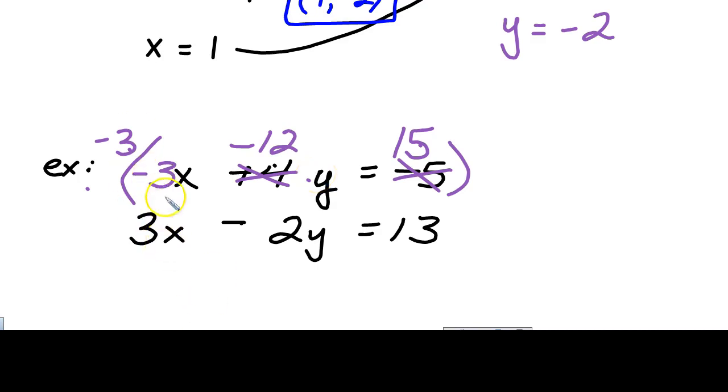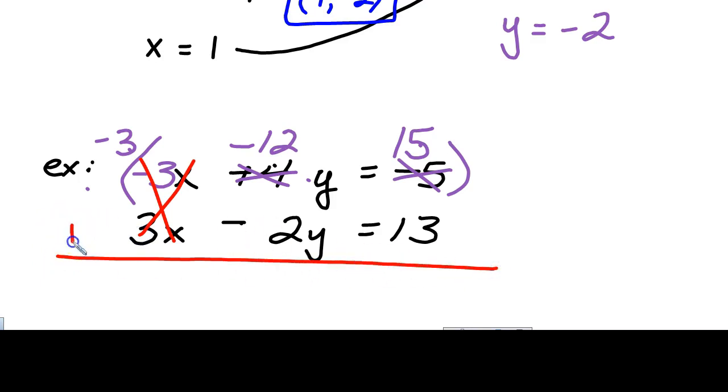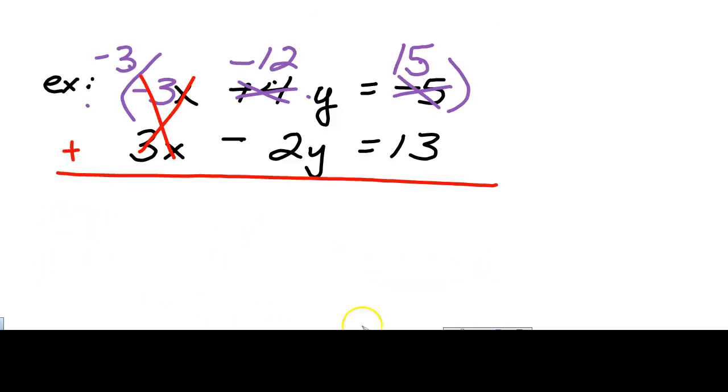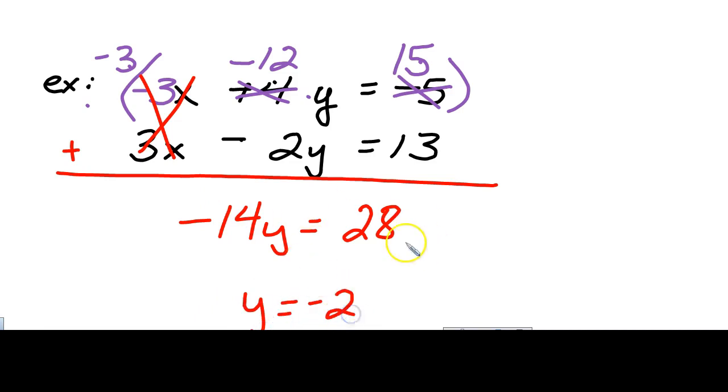Now let's eliminate the x's and see what we get for y. The x's go away. That was a job well done. That's what we wanted. And then we have negative 12y minus 2 more y. So that's a total of negative 14y. And then over here on the right-hand side, we have 15 plus 13. So that's a total of 28. Solving for y, we get y equals negative 2 because we divided both sides by that negative 14.